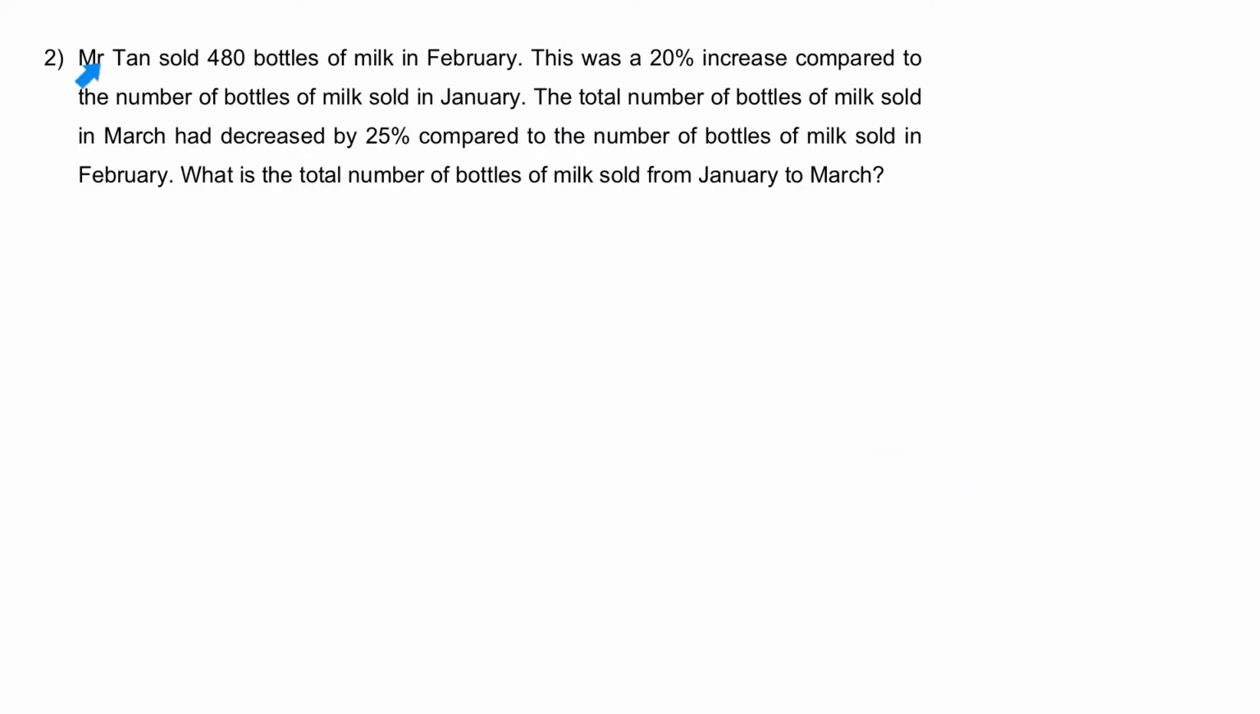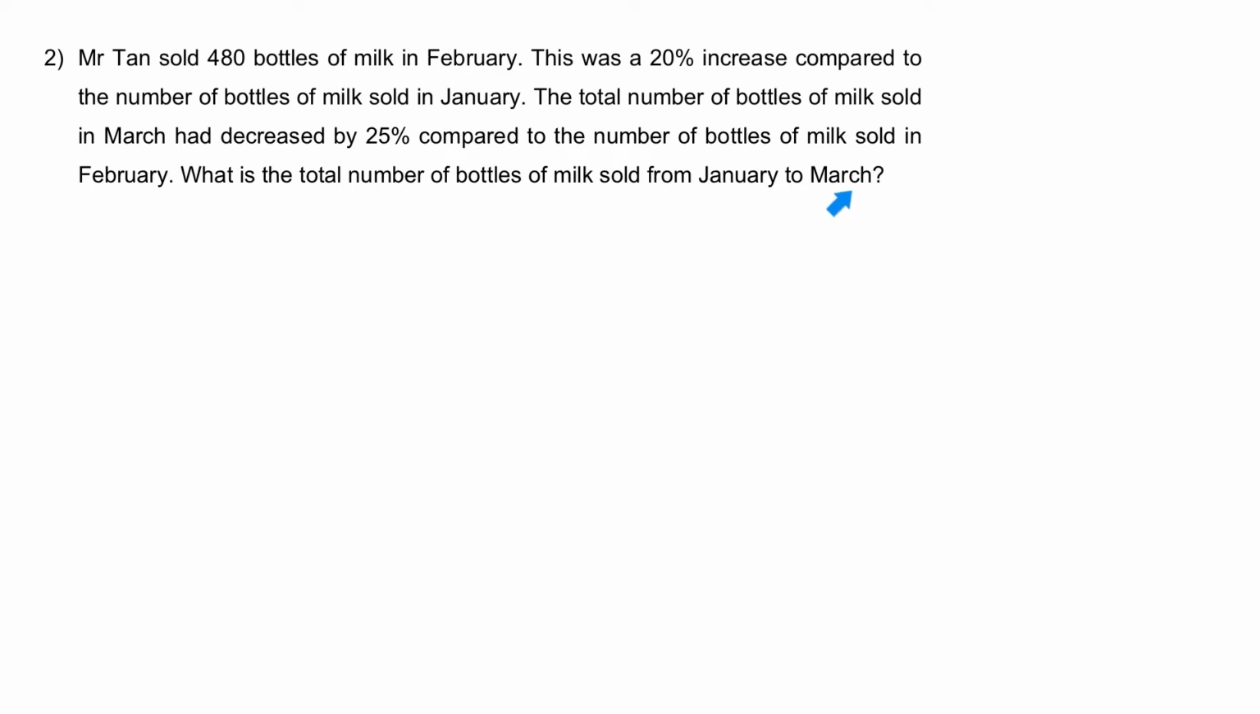Question 2. Mr. Tan sold 480 bottles of milk in February. This was a 20% increase compared to the number of bottles of milk sold in January. The total number of bottles of milk sold in March had decreased by 25% compared to the number of bottles of milk sold in February. What is the total number of bottles of milk sold from January to March?